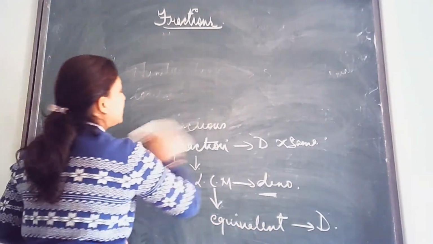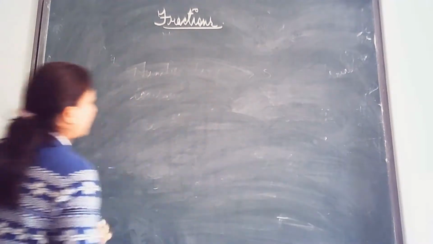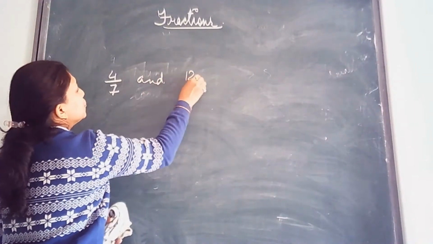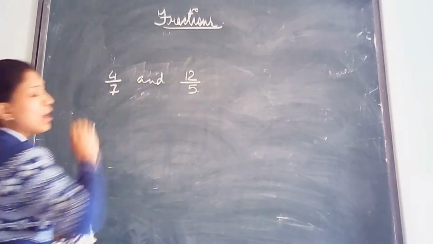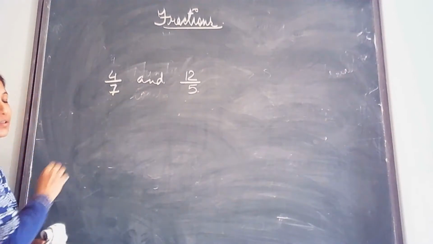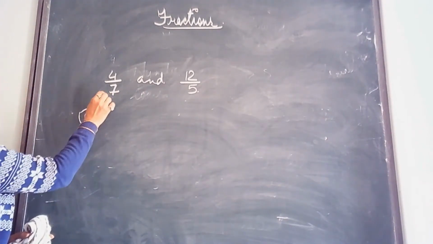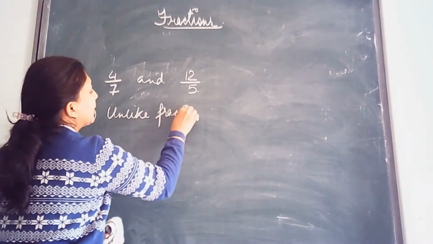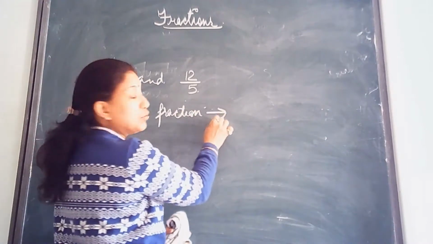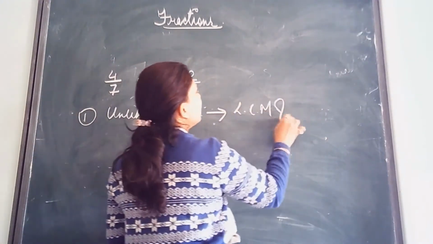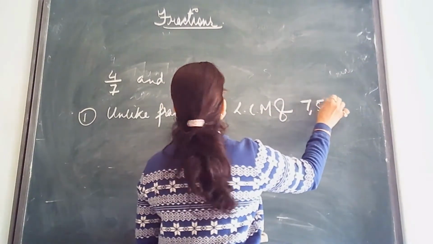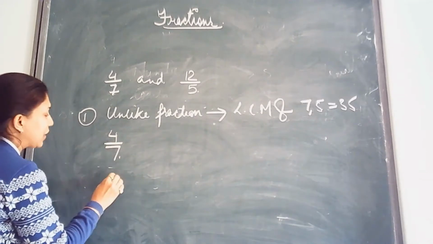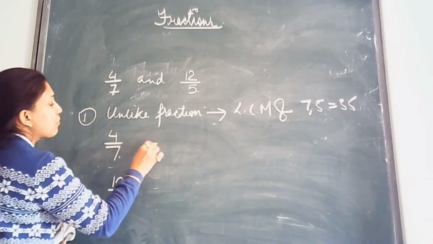Let's take one example of this. If you want to compare, take for example 4 by 7 and 12 by 5. Now how will you compare which fraction is greater? The first step is we understood these are unlike fractions, the denominators are not the same. So what do we have to do? We will take the LCM of the denominators, that is 5 and 7. It will be 35.